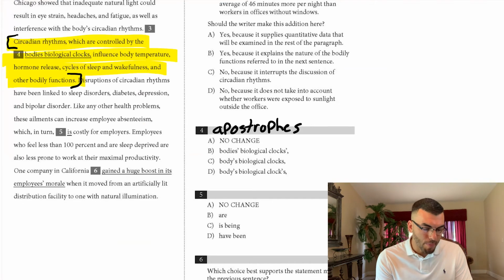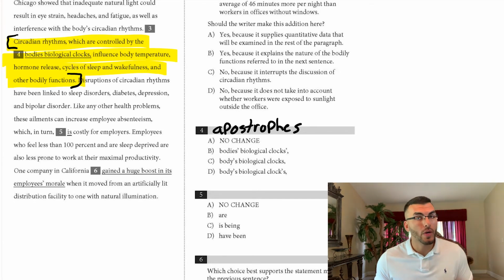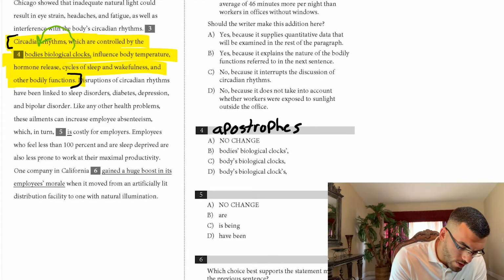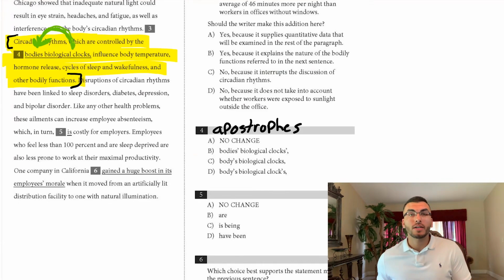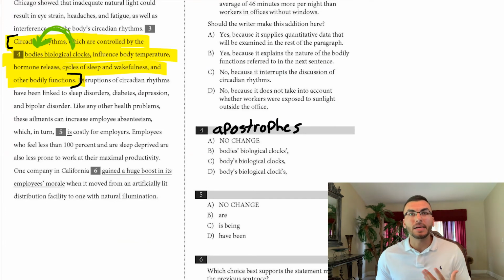So the body's biological clocks. Is there possession going on here? Does anything belong to the body? Yes, the biological clocks. The biological clocks belong to the body. So if the biological clocks belong to the body, okay, there's a possession there. So body needs the apostrophe for sure because something belongs to it.